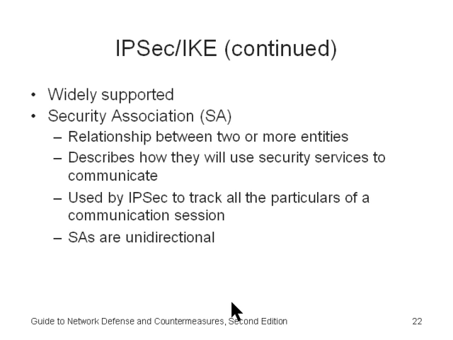The security association is used by IPSec to track all the particulars of a communications session, and they're unidirectional. That is, there are going to be two security associations set up, one from A to B and the other from B to A.